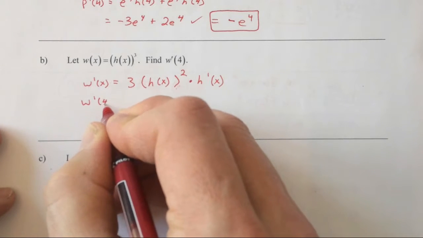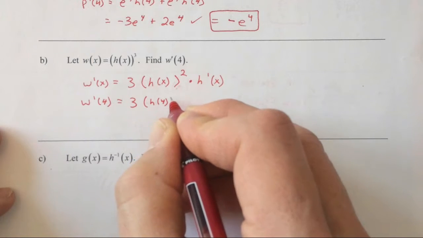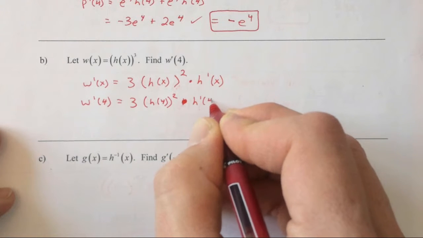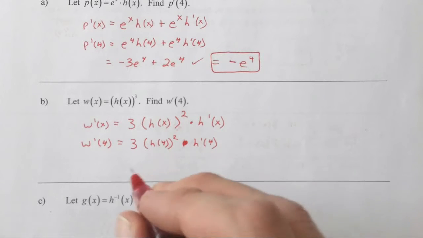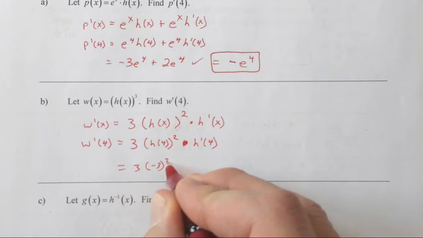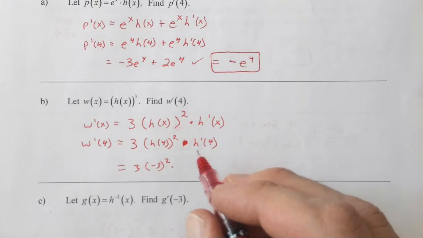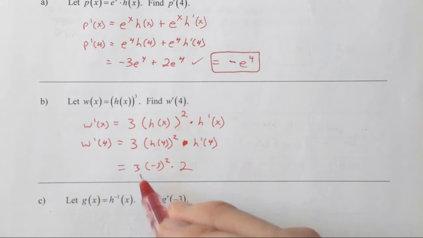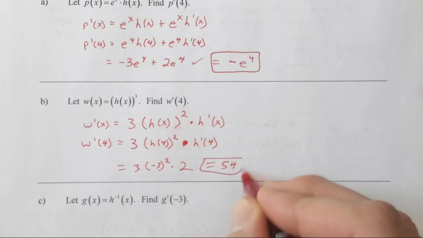We want w prime of 4, so that will be 3 times h of 4 squared, times h prime of 4. So we have the chain rule done. H of 4 we're given as negative 3, so we have 3 times negative 3 being squared, times h prime of 4, which we're given to be 2. Negative 3 squared is 9, times 3 is 27, times 2 is 54.